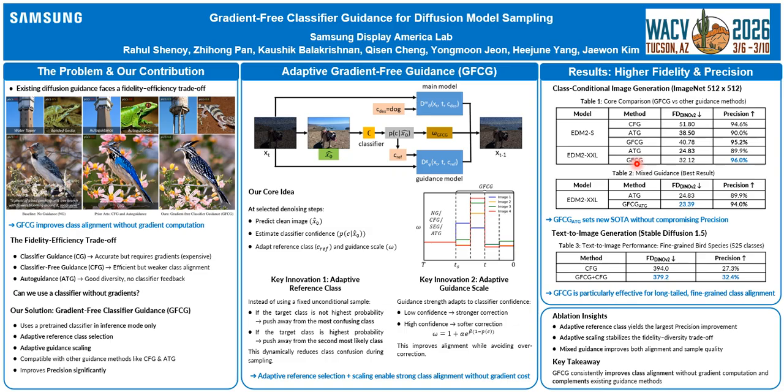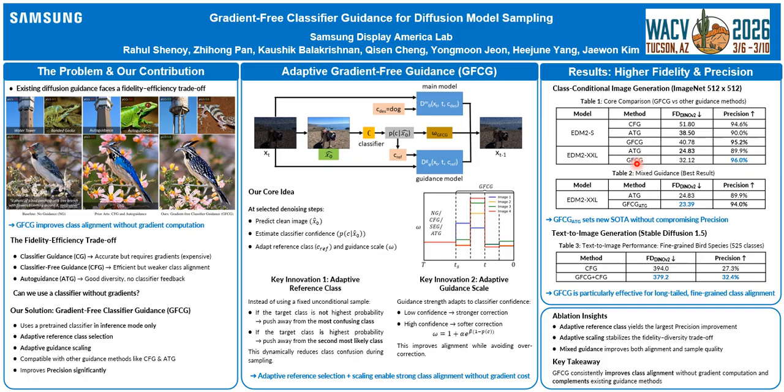Importantly, GFCG is also complementary to other guidance methods. When we combine GFCG with auto guidance, using mixed guidance, we achieve state-of-the-art performance, reaching an FDDinoV2 score of 23.39 while maintaining a high precision of 94%.